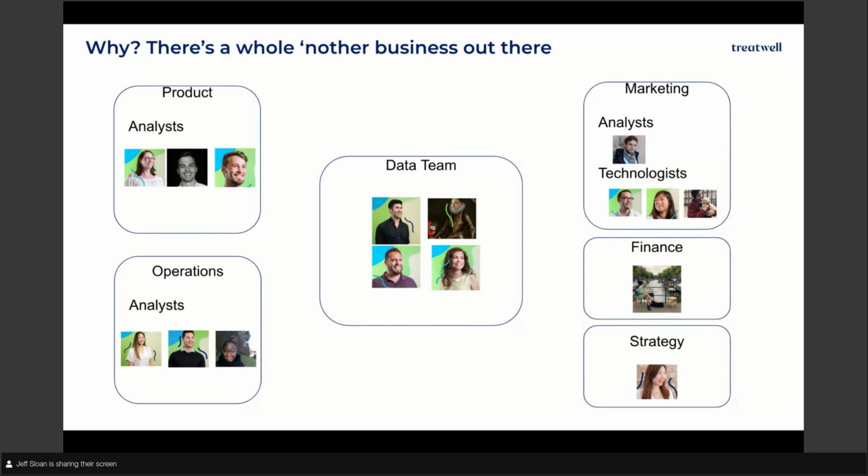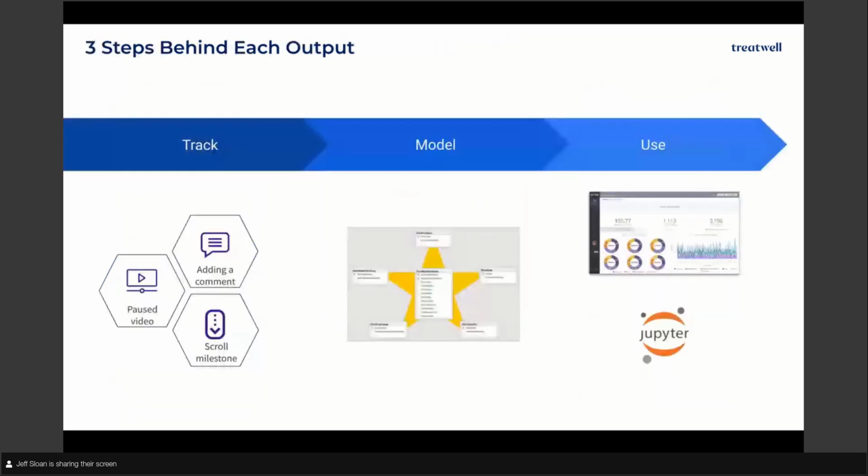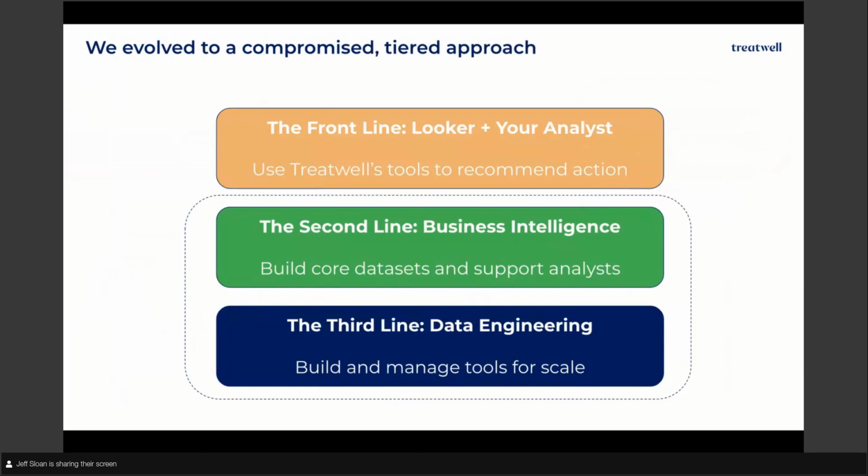So again, I want to take us back to this diagram of tracking, modeling, and using the data, because in this world, what we're thinking about is how can we enable our product teams, again, we'll not focus on those operational teams and the other teams, to be able to make their way through this process step by step on their own. And to do that, we evolved to a compromised tiered approach. This is the hybrid approach that I was speaking about.